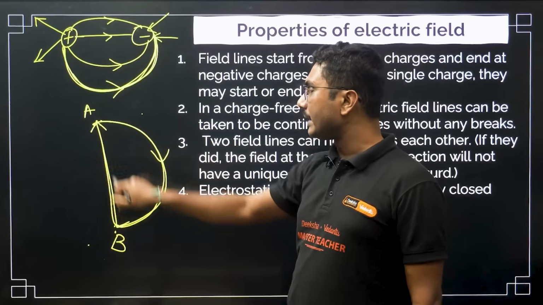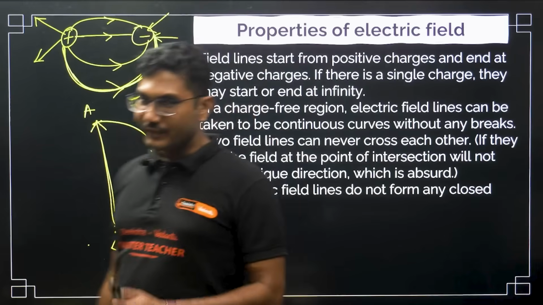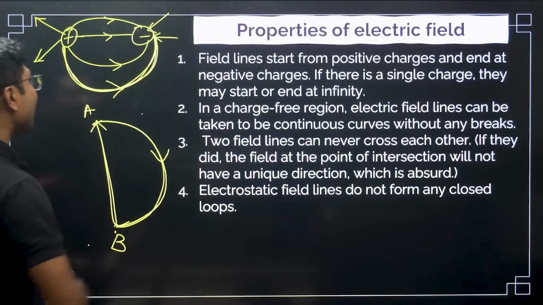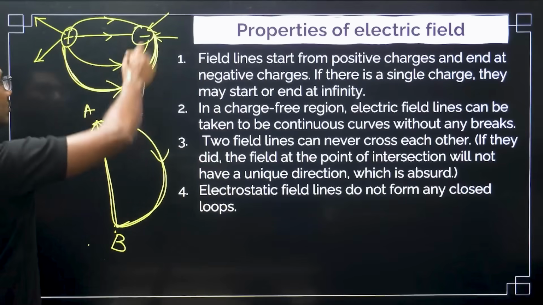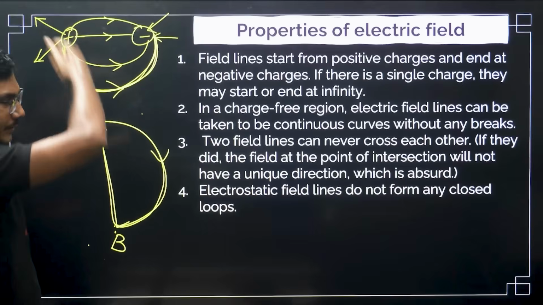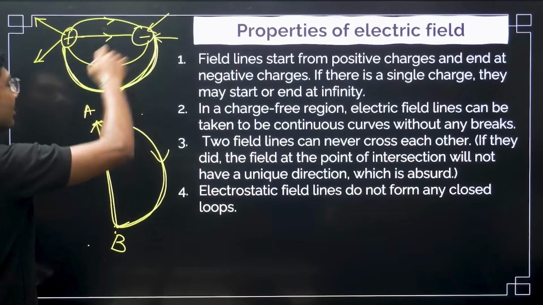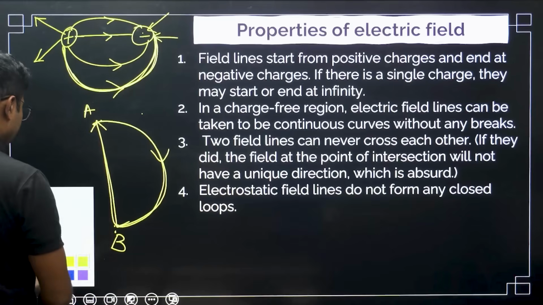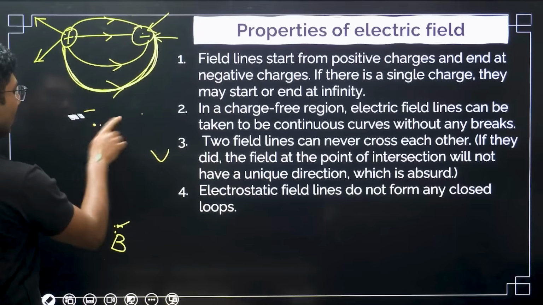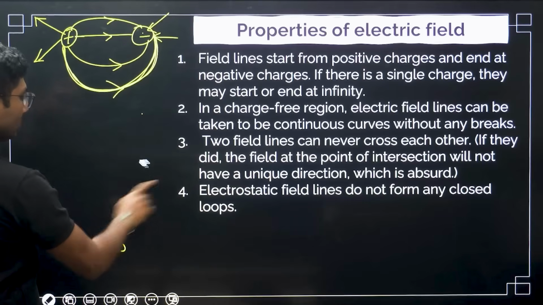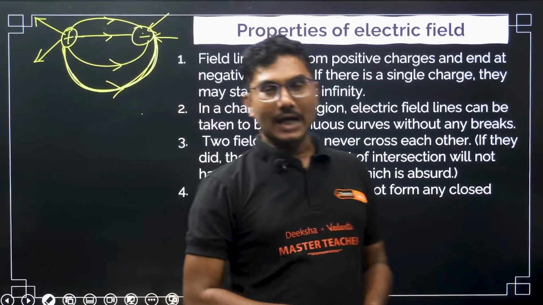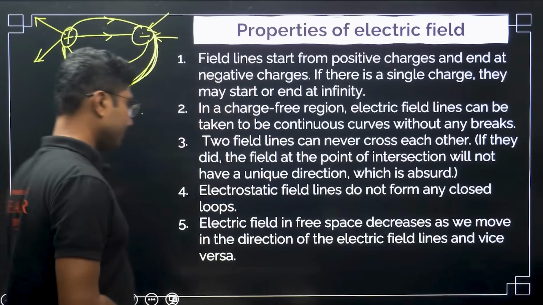From B again it goes back to A. If this is the case, then we say this is a closed loop. Electric field starts at positive and it goes to negative or goes to infinity. But it does not come back from negative to positive. So that is not happening here. That's why electric field lines are open loops and they are not closed loops. We will study later on that magnetic field lines are actually closed loops.